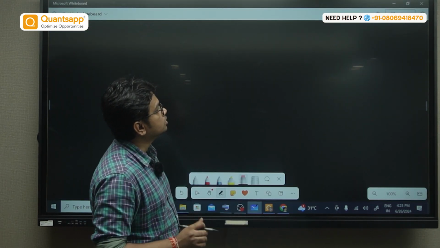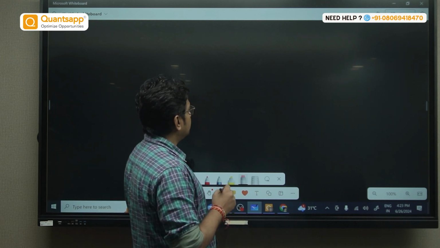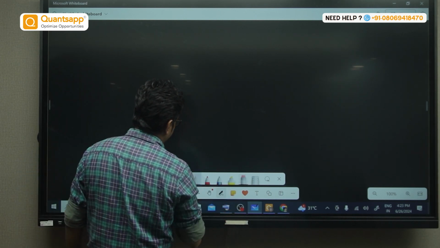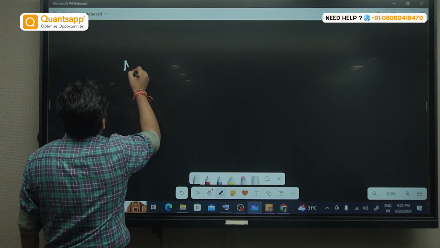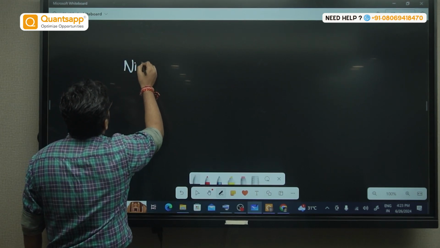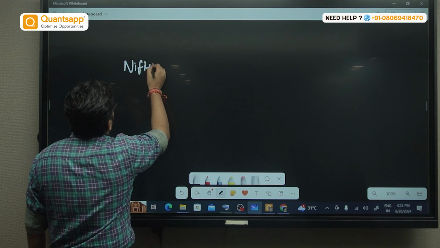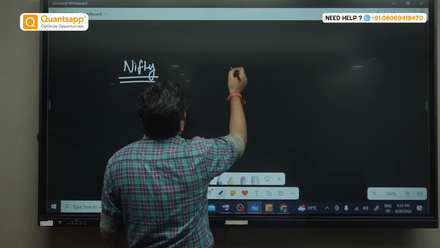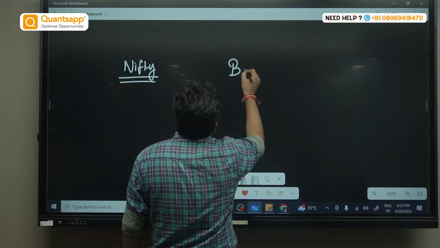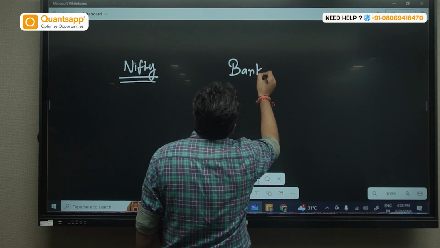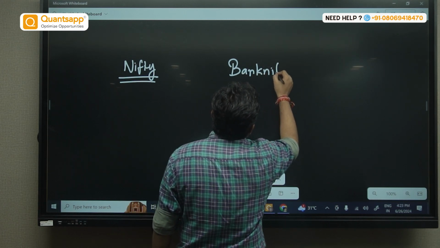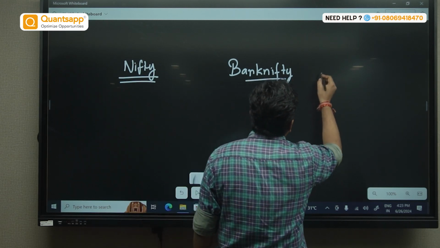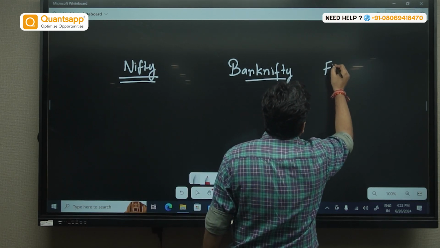So let's start. I am talking about Nifty. The most traded index is Nifty, then the second one is Bank Nifty, and the third one is Fin Nifty.